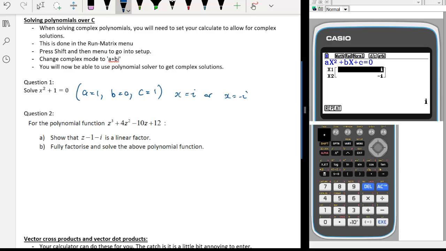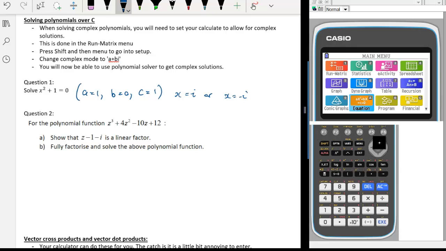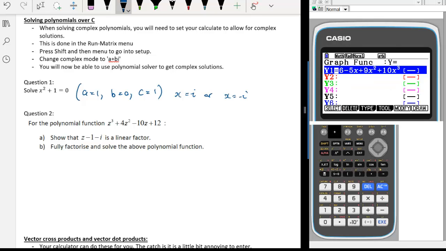Now, this next question is a little bit more complex. I'm going to show you a couple of things. Obviously, the last part is we're going to factorize and solve, and we'll use our calculator to do that. Now, if I was trying to sub in this z take 1 take i, show that's a linear factor, one way we can do that is if we add our polynomial into graph. So if we add that in, we've got x cubed plus 4x squared take 10x plus 12.